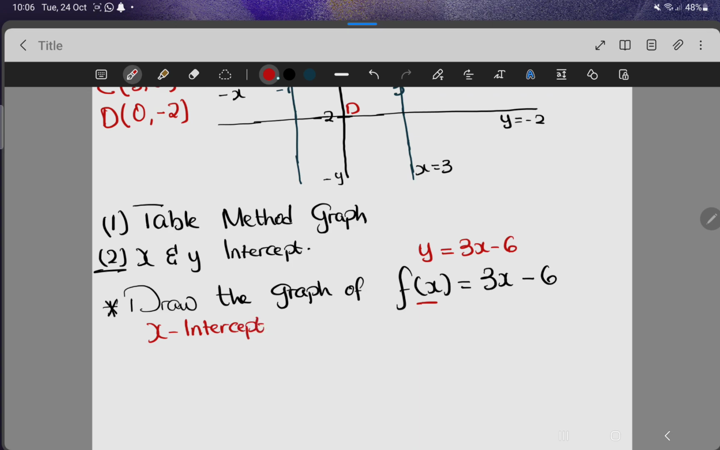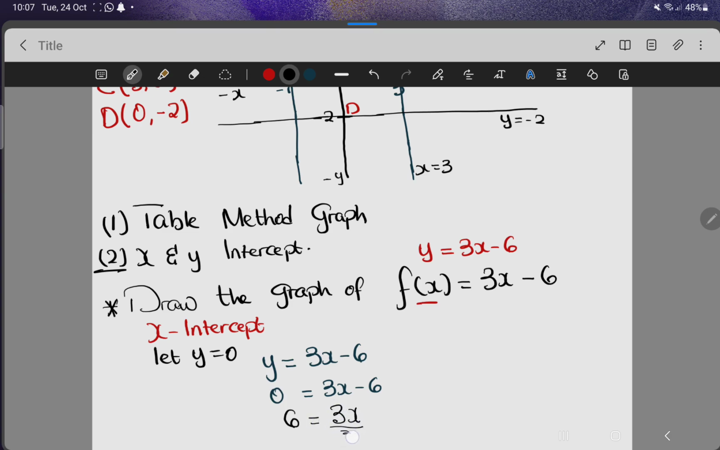We normally say let y be 0. Y is automatically 0. Then we have y equal to 3x minus 6. Wherever we see y, we write 0. Then we have 0 equals 3x minus 6. Then we take minus 6 to the other side. That will be 6, it's equal to 3x.